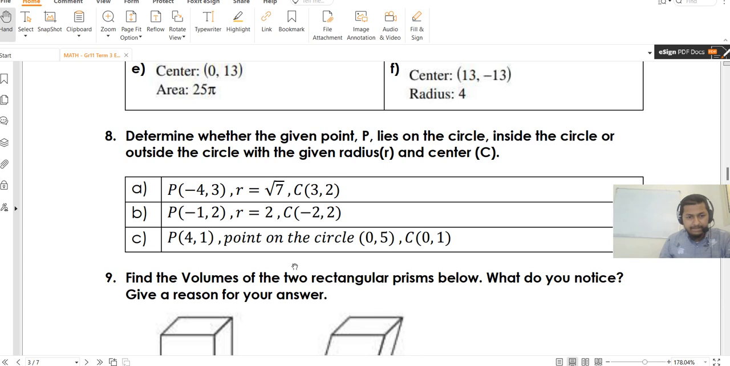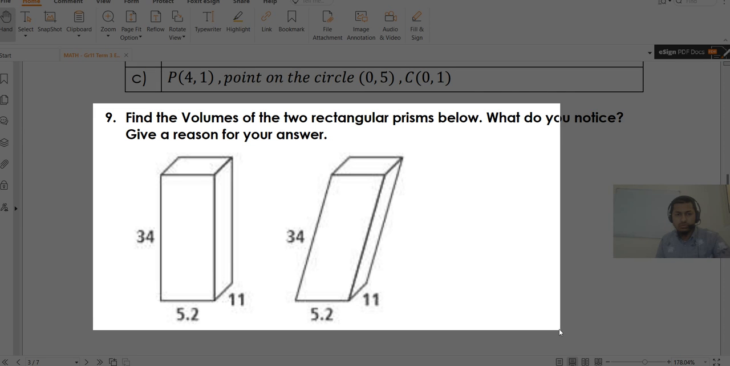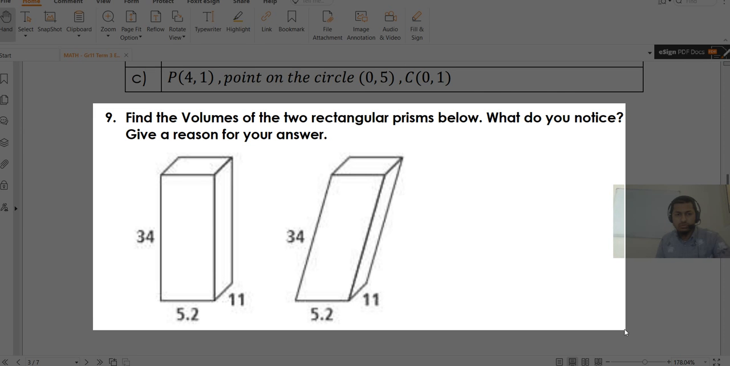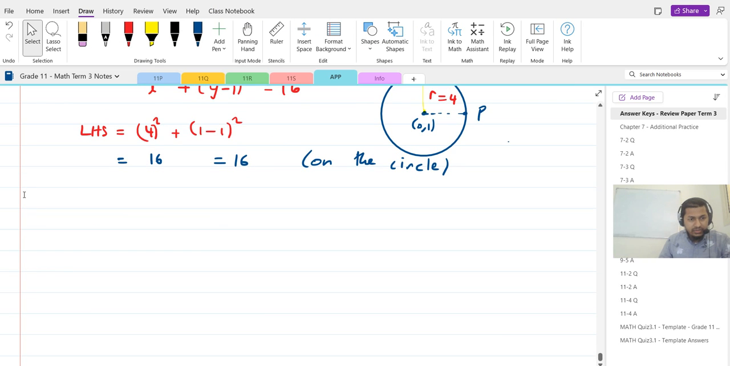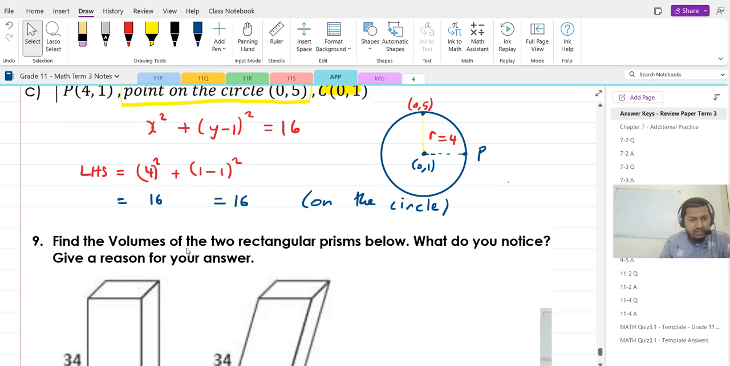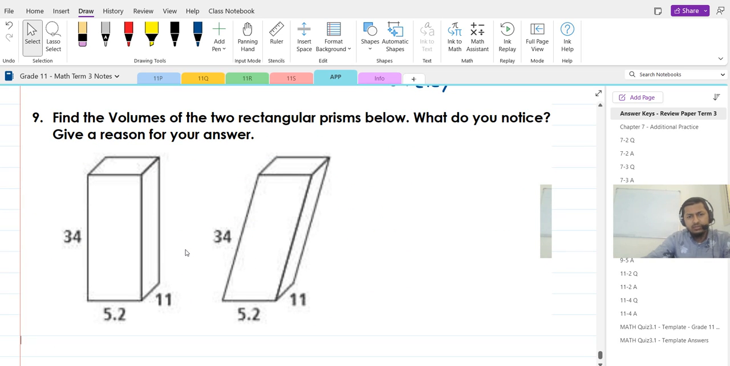Perfect. Next one. Now we are moving on to topics involving volumes and surface areas. So we want to see the next problem. Are we on question number 9? Yep. Find the volumes of the two rectangular prisms below.